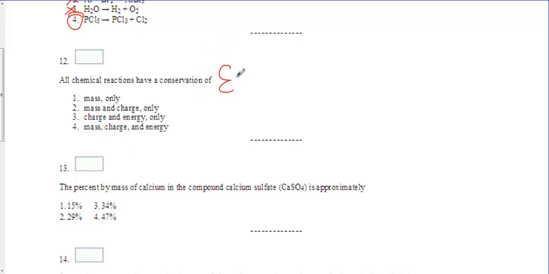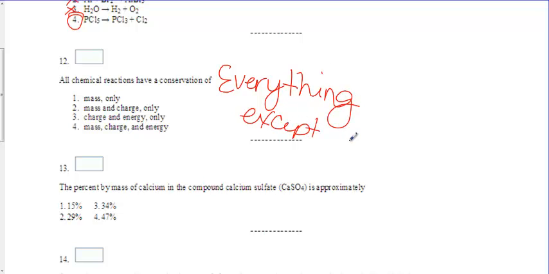Number 12, all chemical reactions have a conservation of what? It has to be everything, okay? Everything except basically volume, okay? Everything's going to be conserved. Mass, charge, and energy. That is what we're dealing with when we balance an equation. Okay, mass, charge, and energy. Whatever is absorbed has to be released.